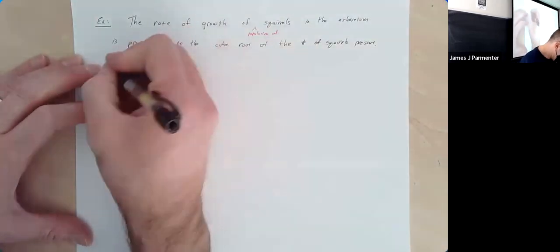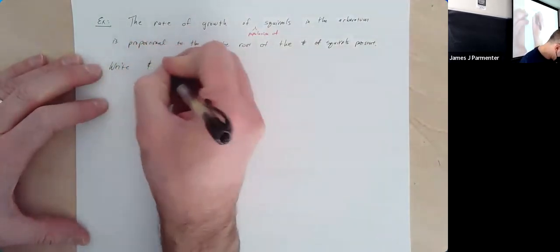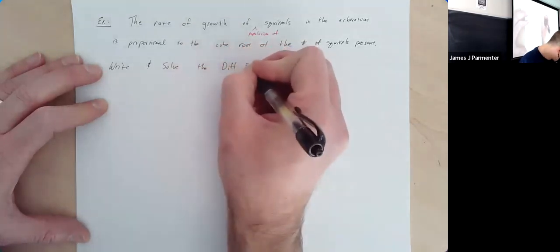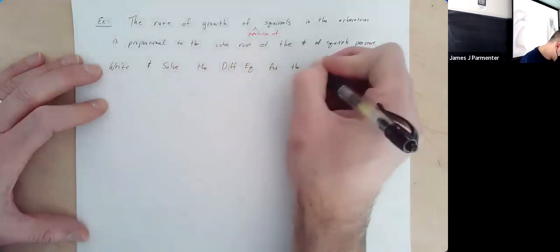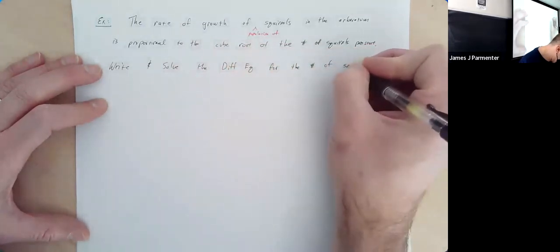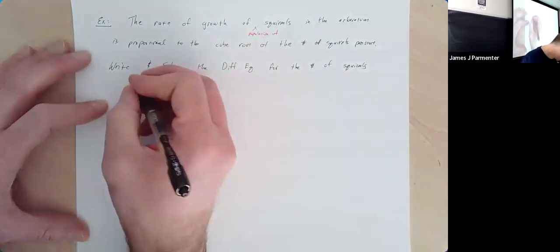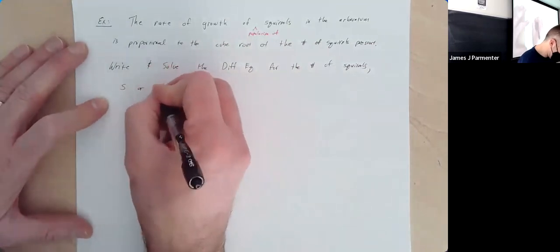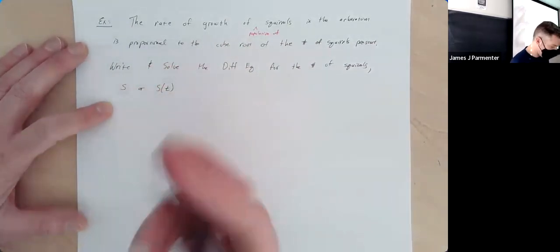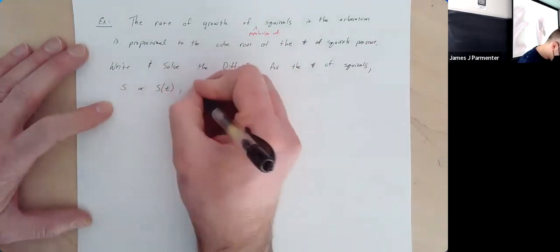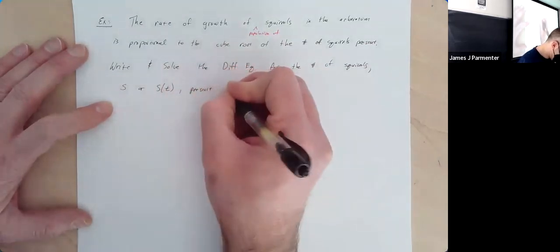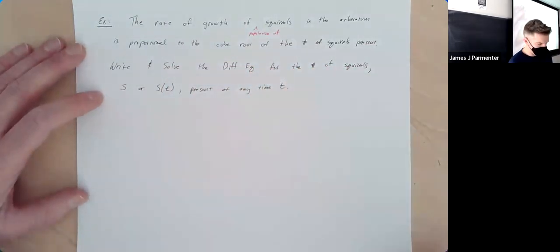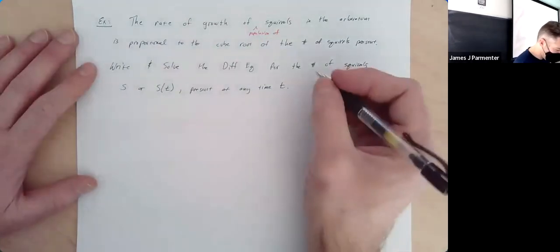Write and solve the differential equation for the number of squirrels, which we will call capital S, or you might choose to write it as S as a function of T, just so it's more obvious that it's your function present at any time T. And then we'll talk about the initial condition part. Well, actually, no, I should write all that.